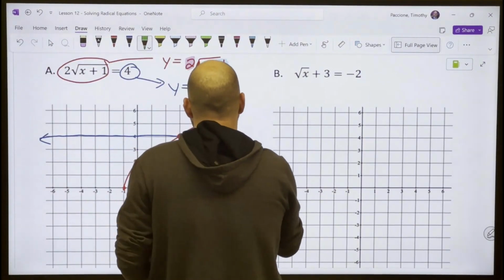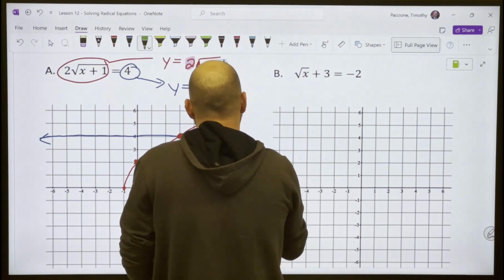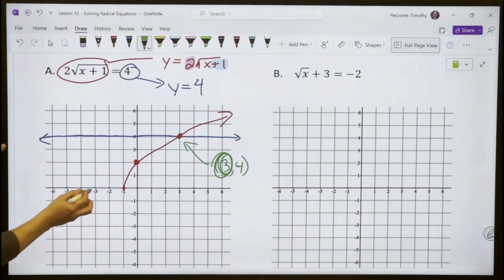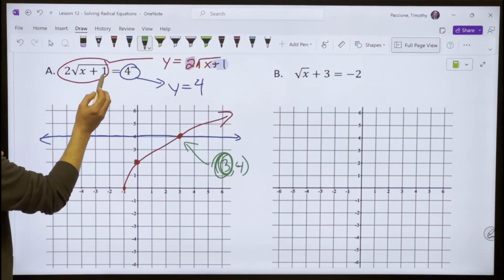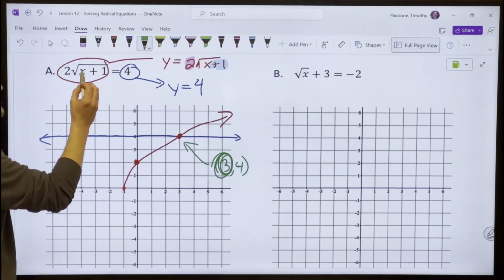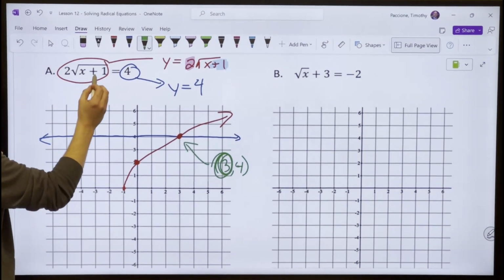3, right? Because we have the point (3, 4). So 3 is our x that makes this true. Again, we can test that. 3 plus 1 is? 4. Square root of 4 is? 2 times 2 is? 4.